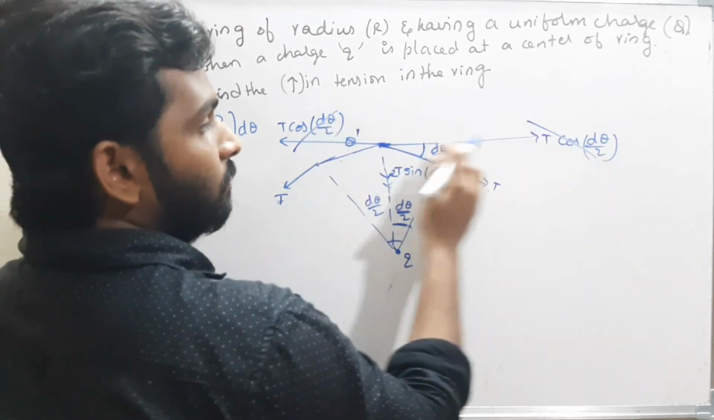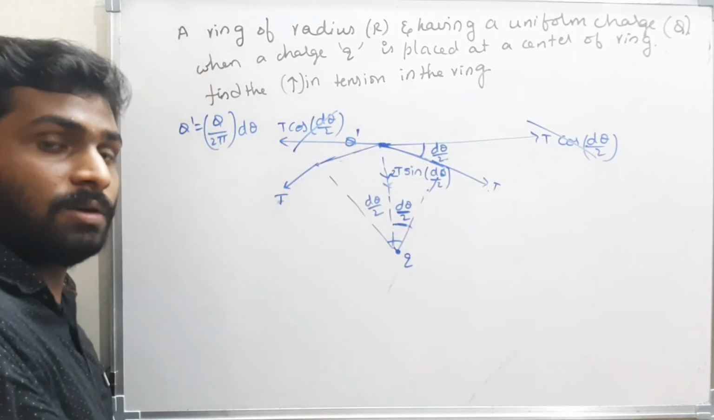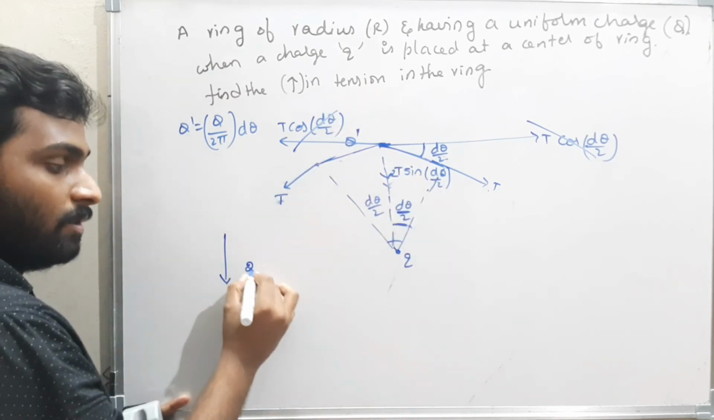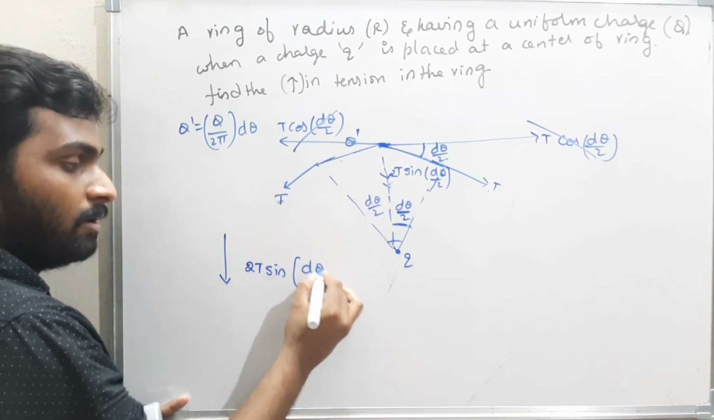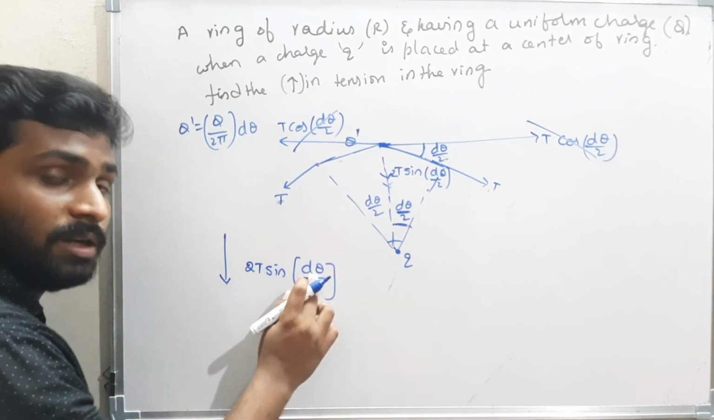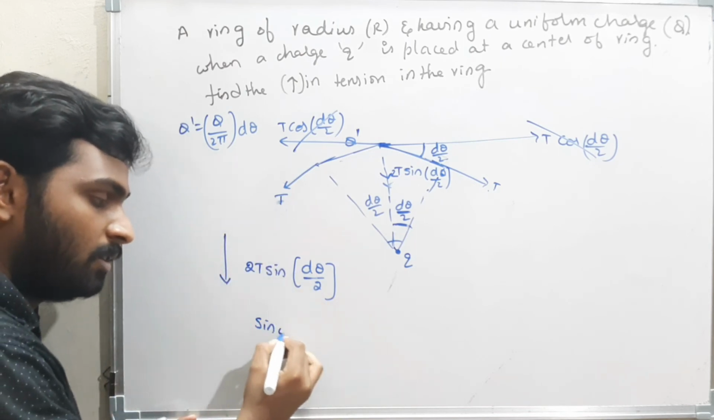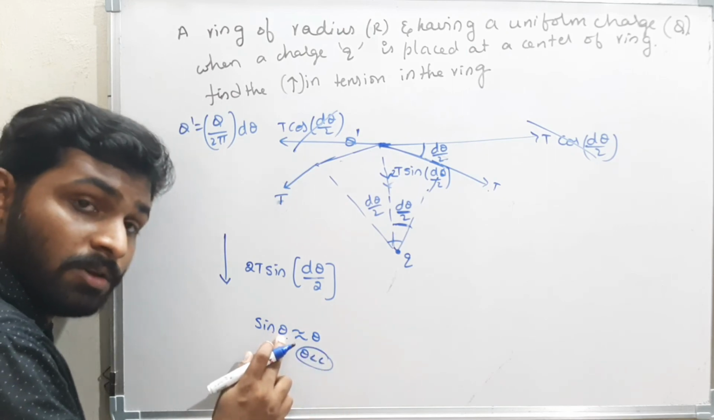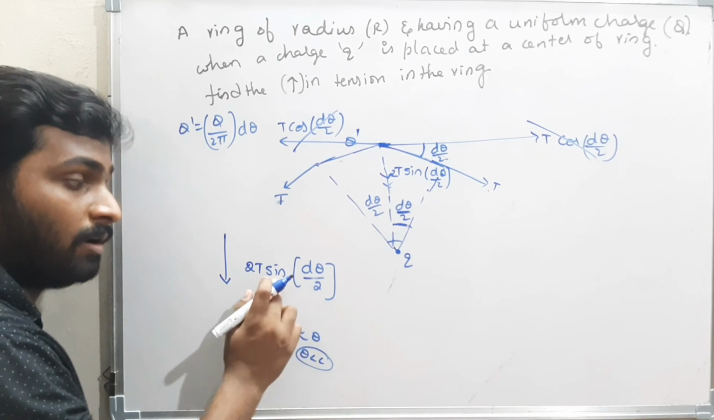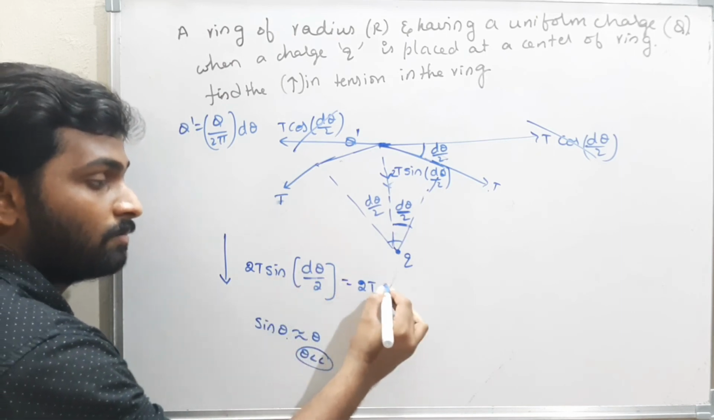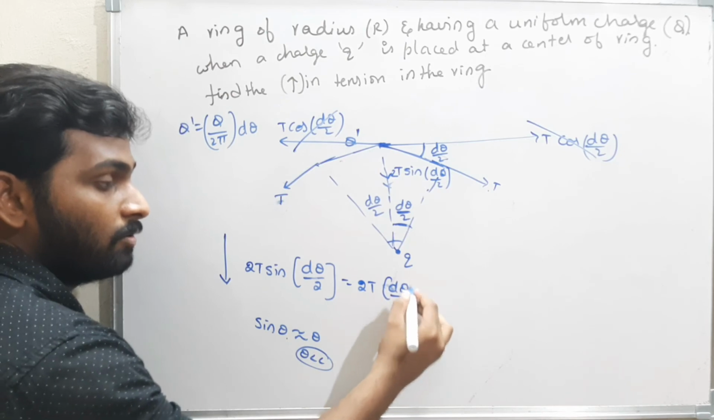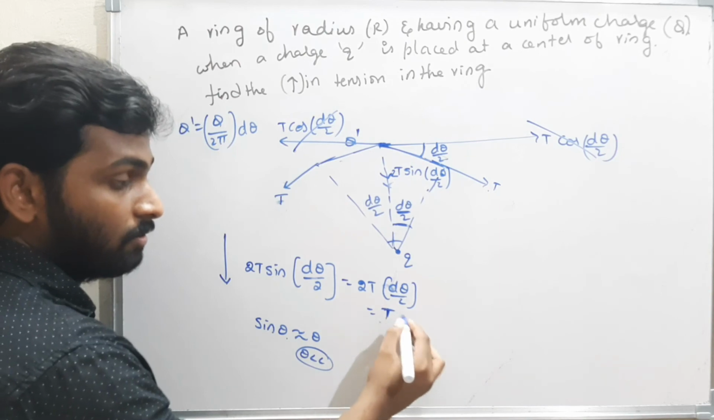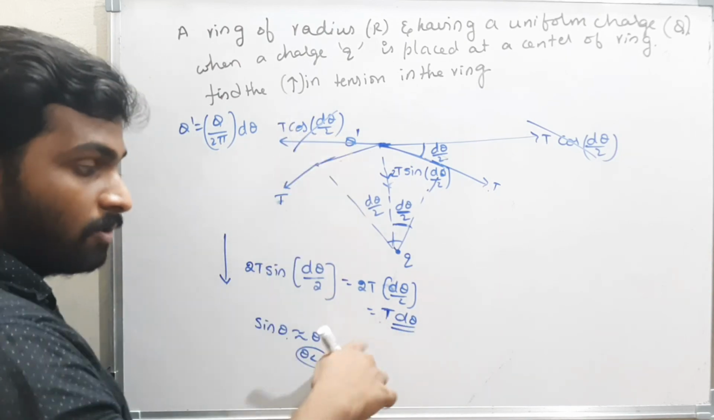And these two are opposite and equal, therefore they will be cancelled off. What is the net force? Downward force. The net downward force is 2T sin d theta by 2. And when theta is very small, sin theta is equal to theta. Why? When theta is very small, then I can write sin theta as theta. Therefore I can write sin d theta by 2 as d theta by 2, so 2T into d theta by 2 is nothing but T into d theta. The downward force is T d theta.